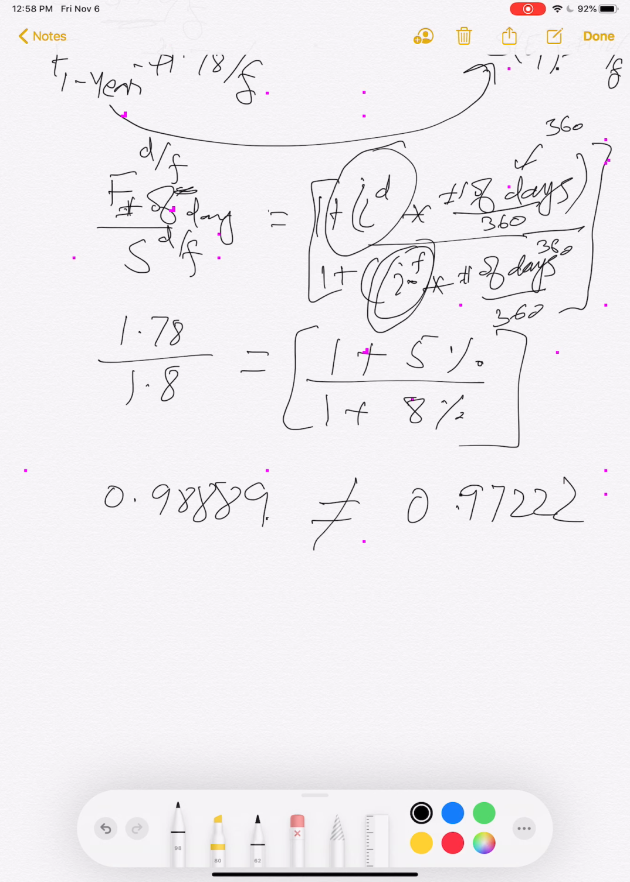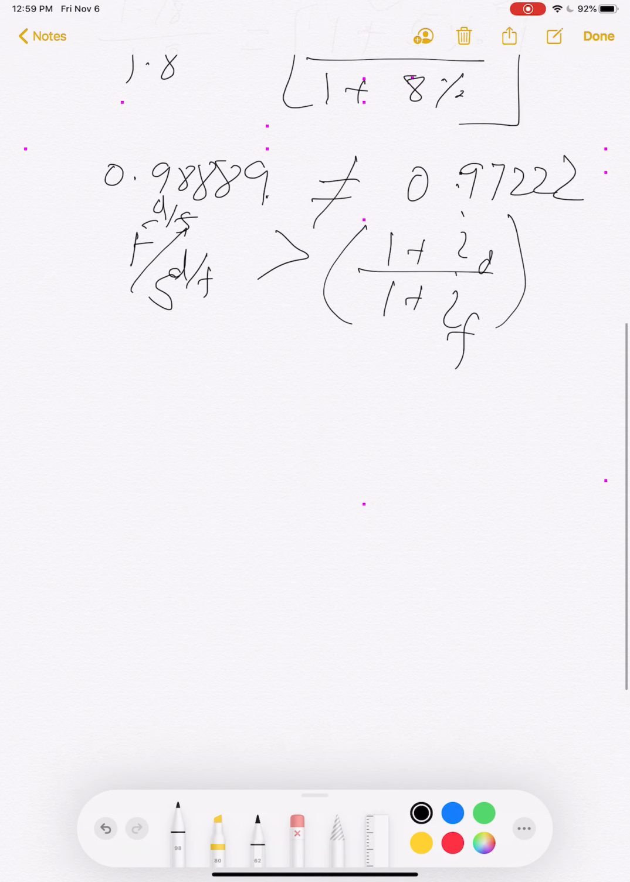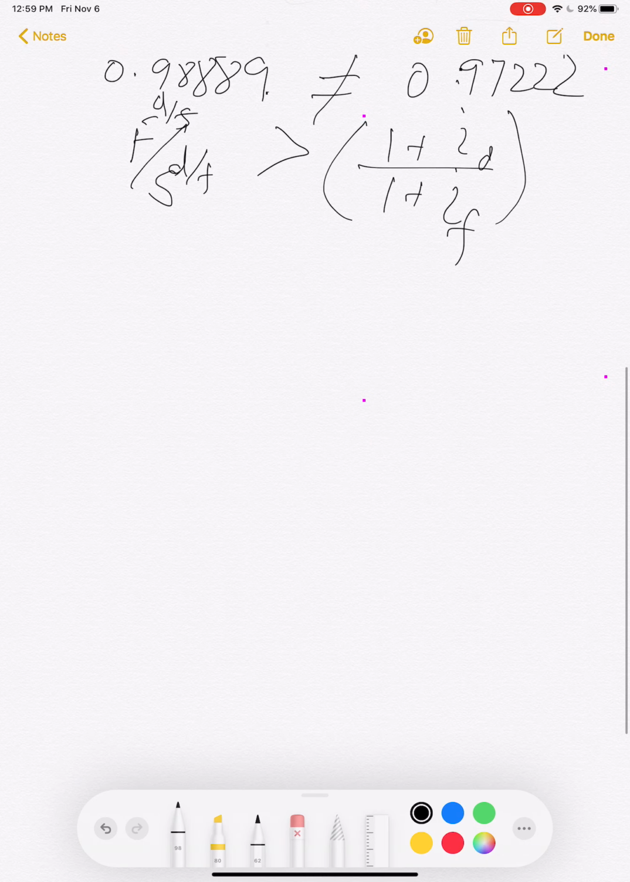So what does it mean? It means that the ratio of the forward to spot is not equal to the ratio of 1 plus the interest rates, in DF terms, where D is the price currency and F is the base currency. So what do we have? We have the violation of the interest rate parity. And what does it tell us? It tells us that we have the arbitrage opportunity.